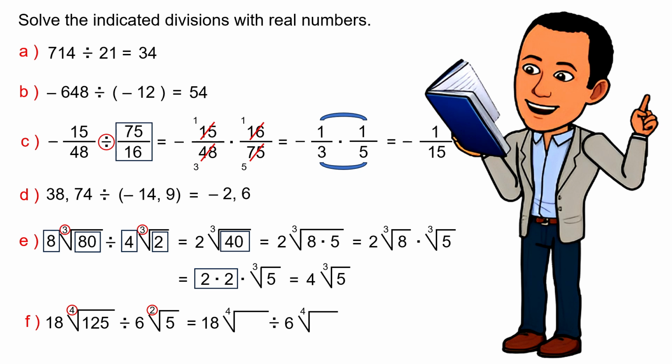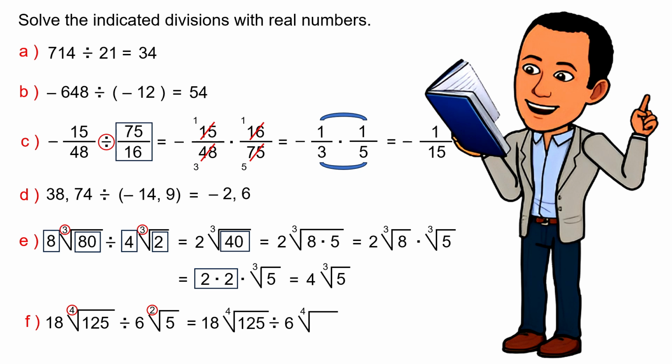Now, for the subradicals, first we divide the least common multiple 4 by the first index, which obtains 1, and this result we place as exponent of the subradical 125, and 125 raised to the 1 is equal to 125.